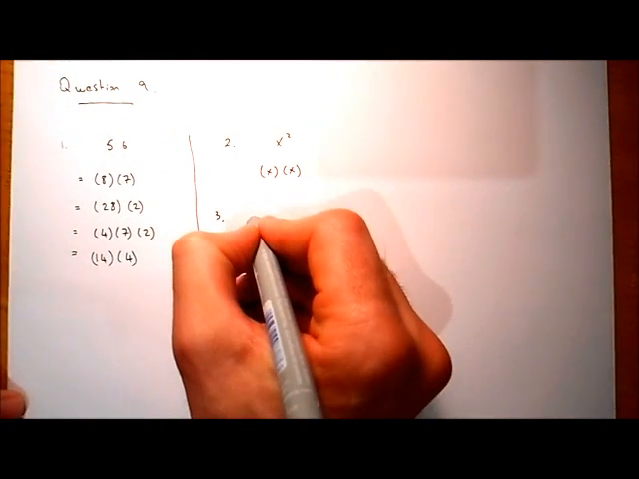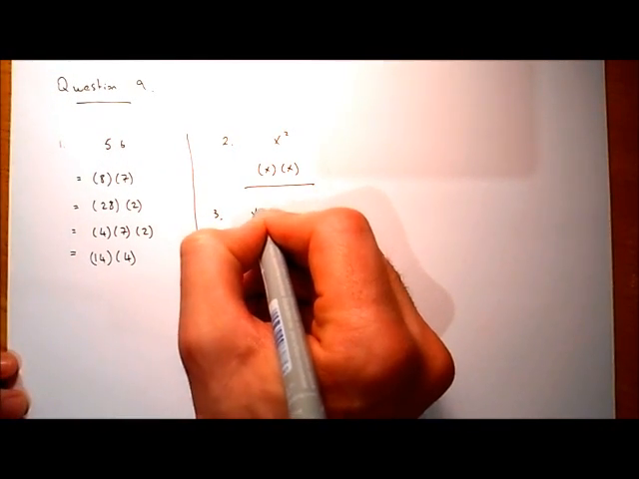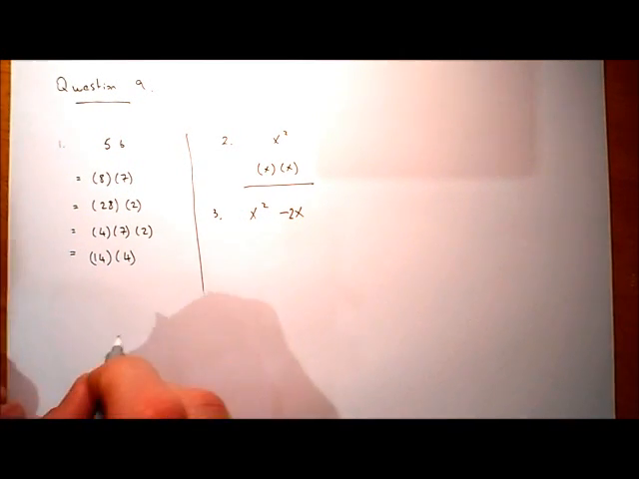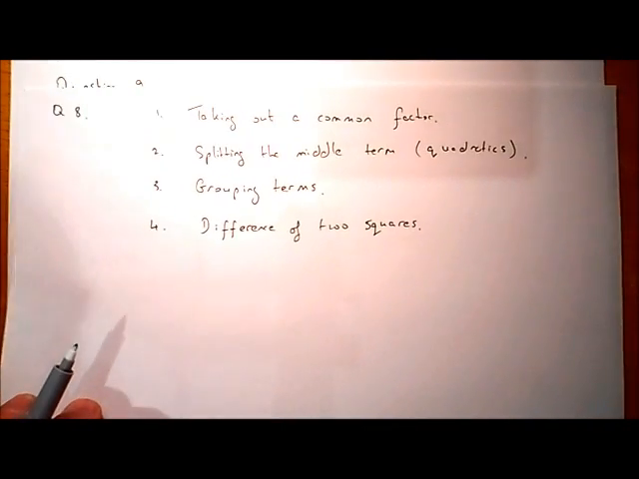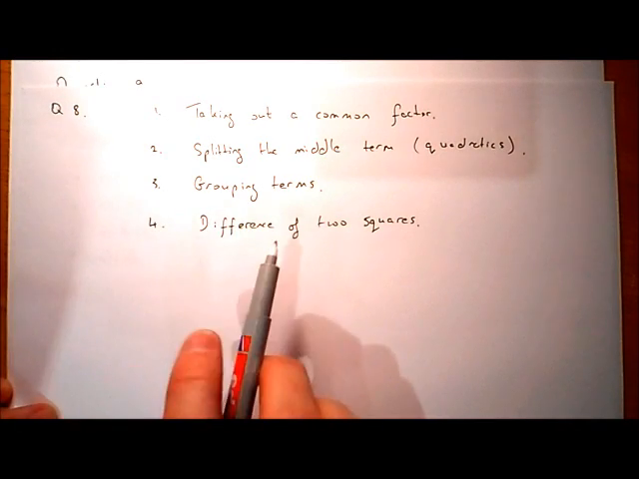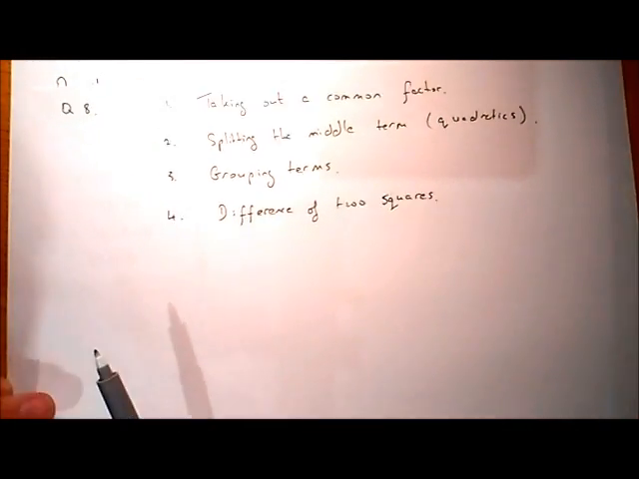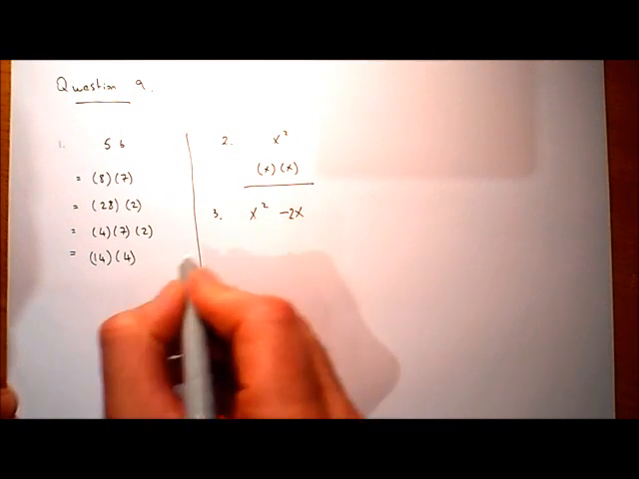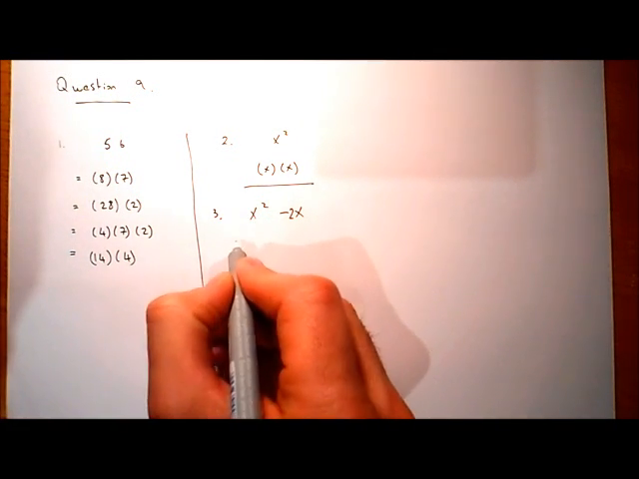The third one, we're going to factorize x squared minus 2x. Think about the 4 methods of factorizing and which one is going to work here: taking out a common factor, splitting the middle term, which we do for quadratics, grouping terms, or the difference of 2 squares. It's definitely not the difference of 2 squares. We're going to take out a common factor here because there's an x in both of these.